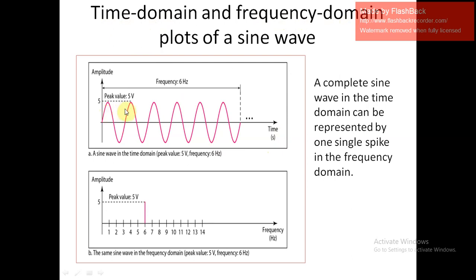Basically if you have a periodic signal, we know that the Fourier series is used to convert the time domain into the frequency domain. If it is an aperiodic type of signal, we use the Fourier transform to convert the time domain into a frequency domain signal.